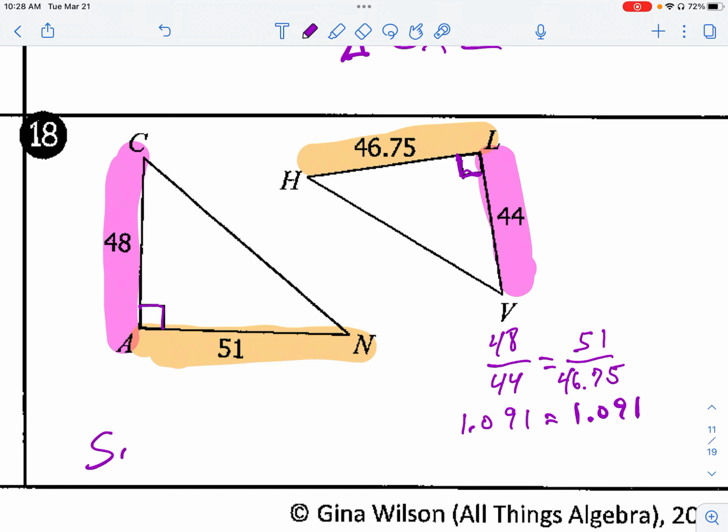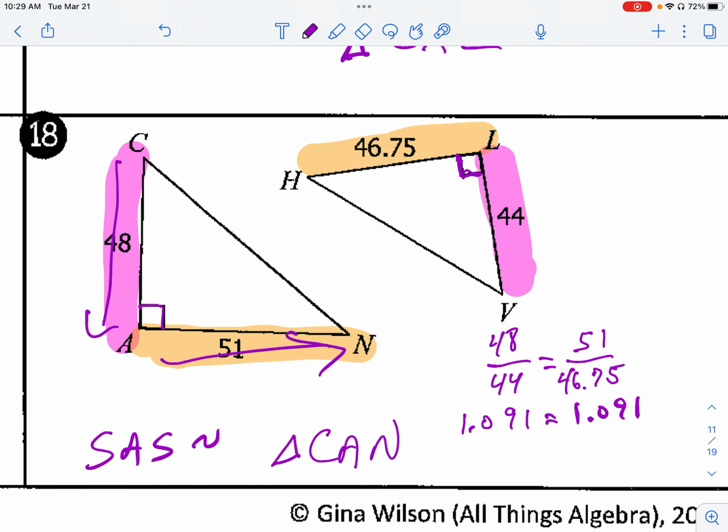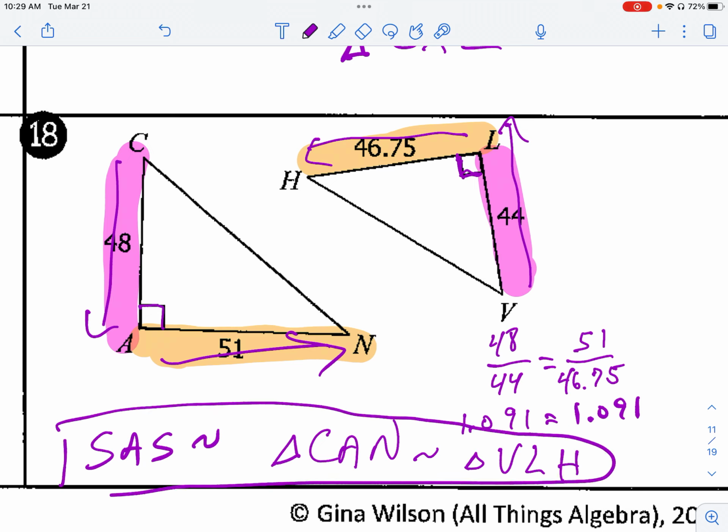So we have side angle side similarity. So let's write our similarity statement. So we're going to go from C to A to N down this way. So we'll go the same way in our second triangle, similar to VLH. And we are all done. Great job, everybody.